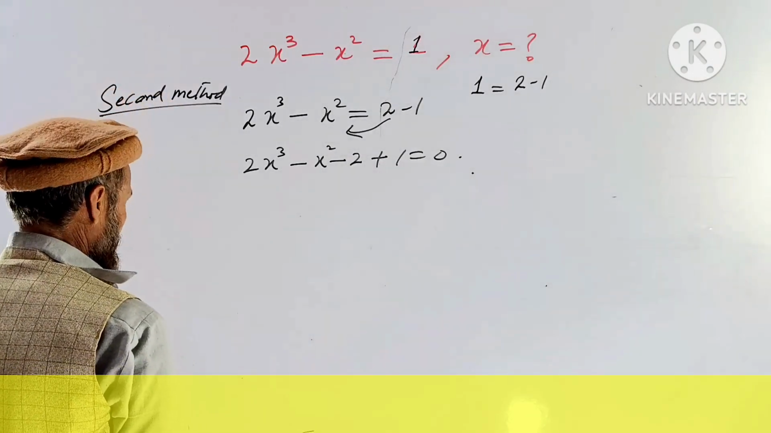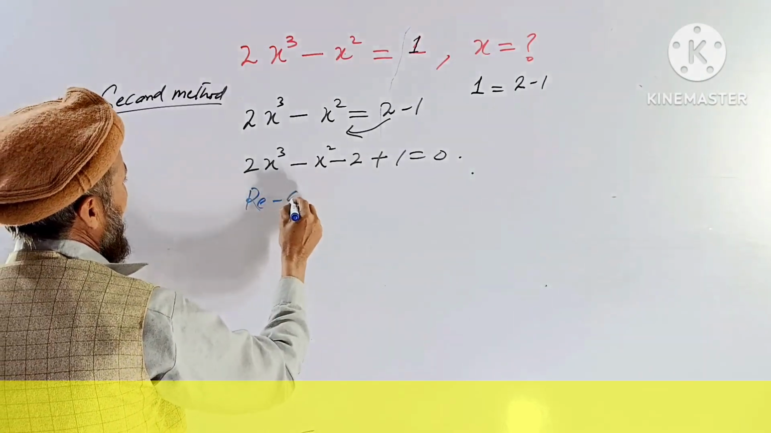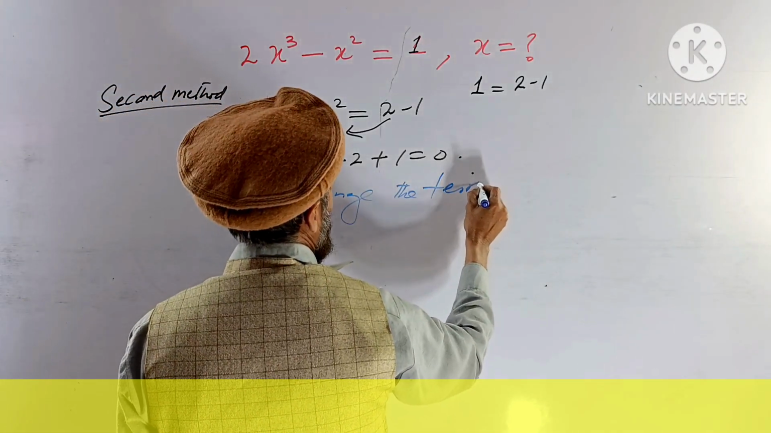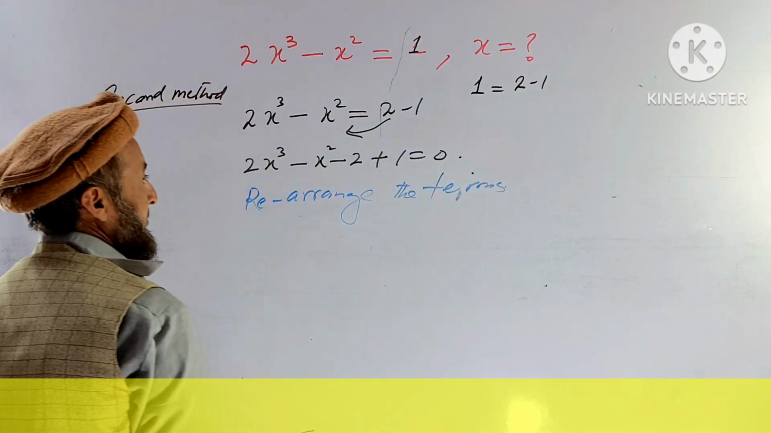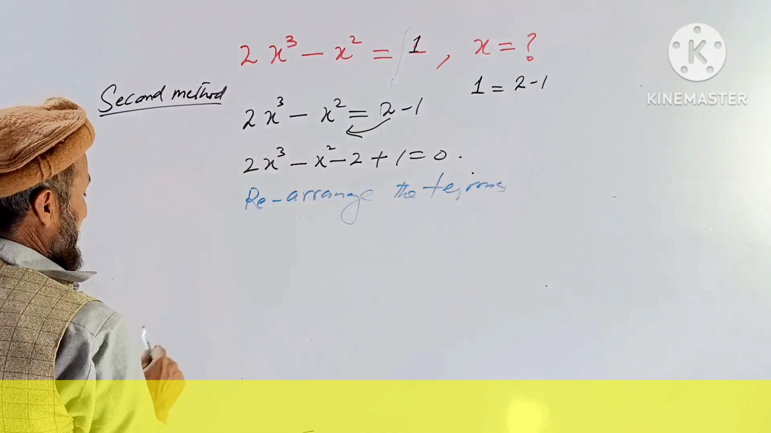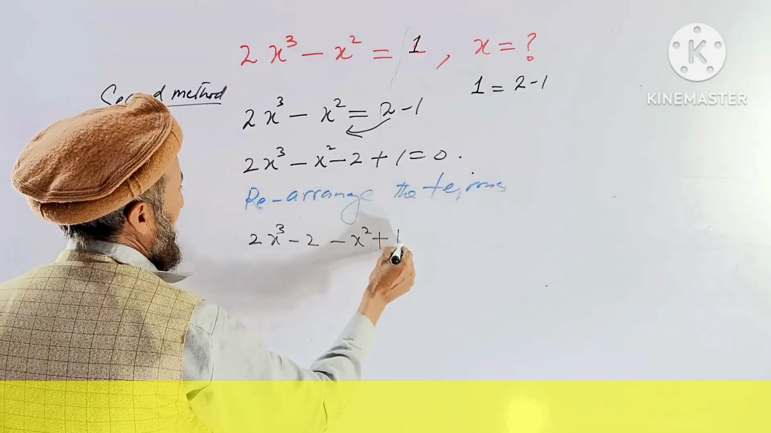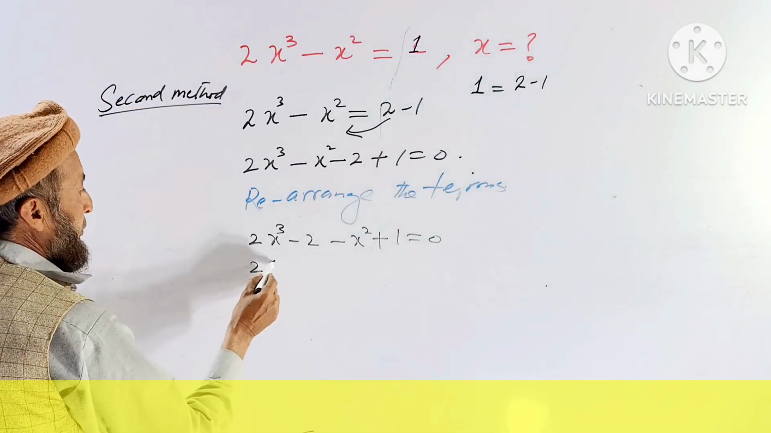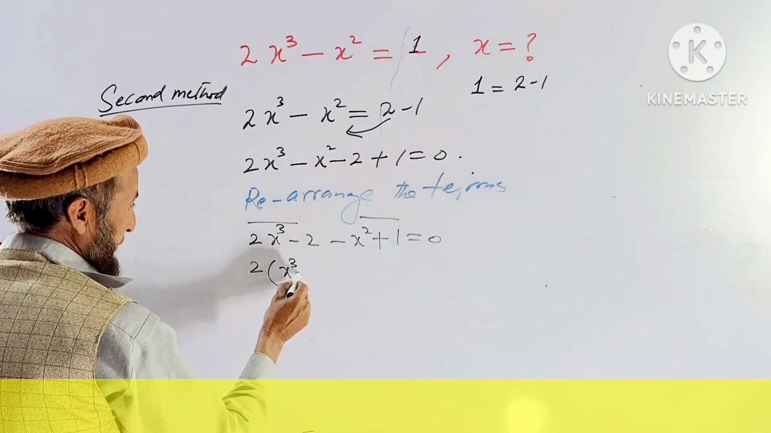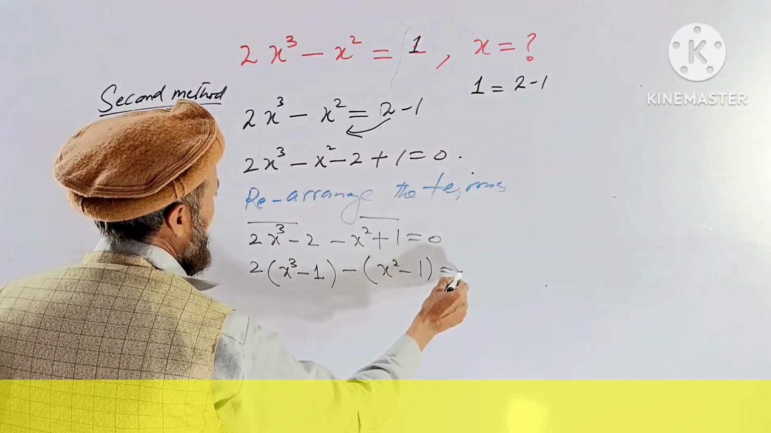Now we rearrange the terms. Look here. This is 2 and this is 2. We can arrange this one: 2x cube minus 2 minus x square plus 1 is equal to 0. We take common here 2. 2 is common. We get here x cube minus 1 and here minus common, x square minus 1 is equal to 0.